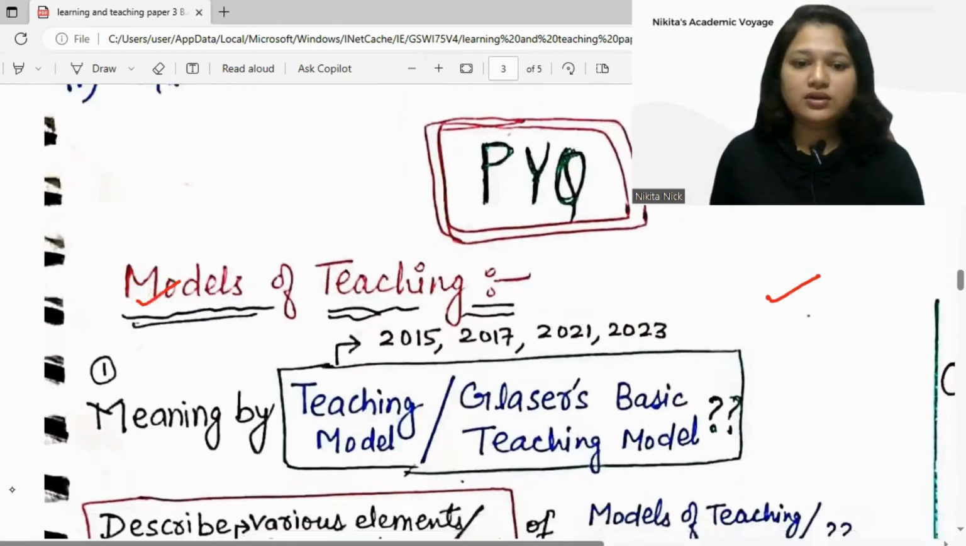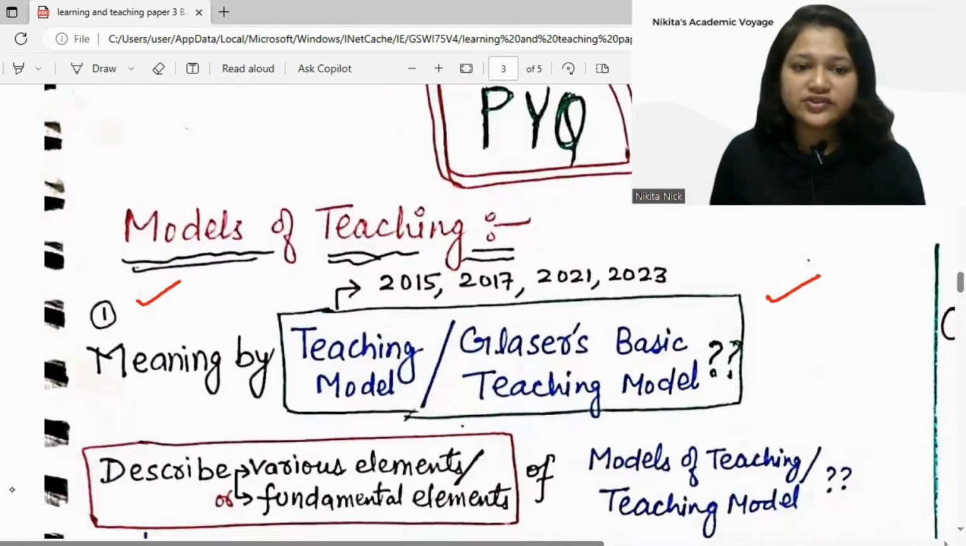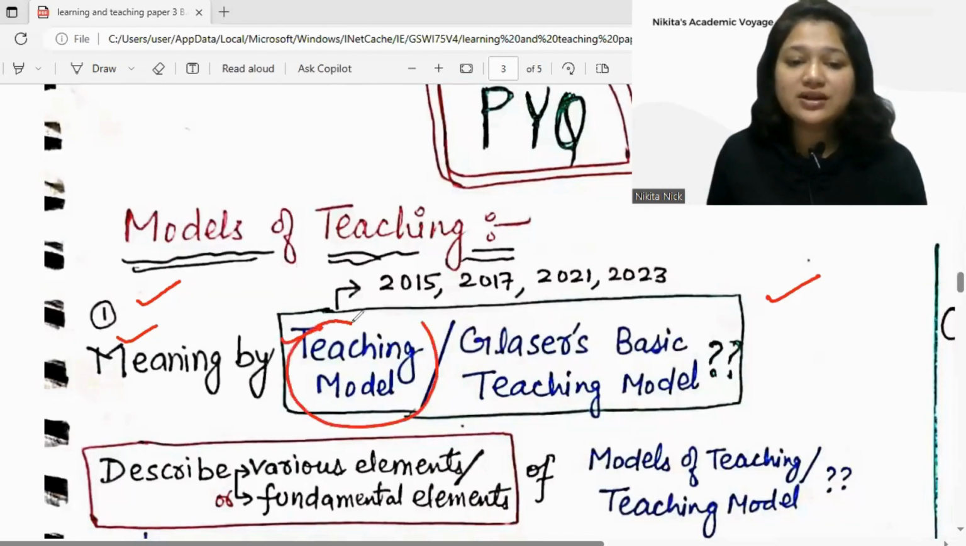Models of teaching. In models of teaching, you can see that this question has been asked 4 times. What is the question? Meaning of teaching model. What is the meaning of teaching model? A teaching model is nothing but Glasser's basic teaching model.